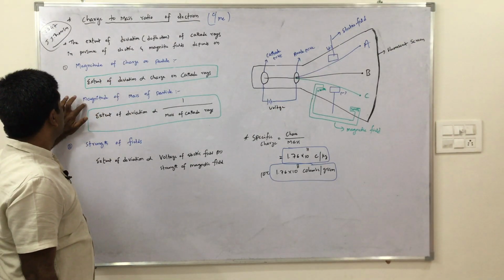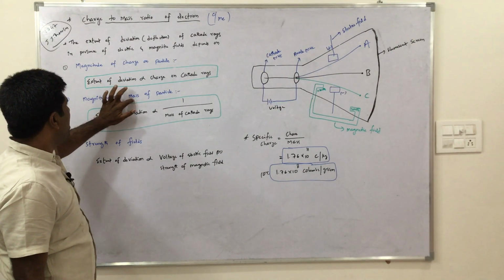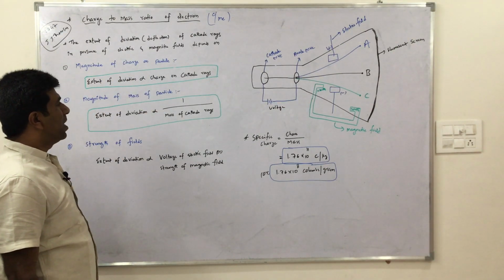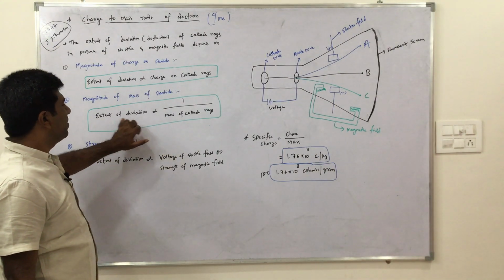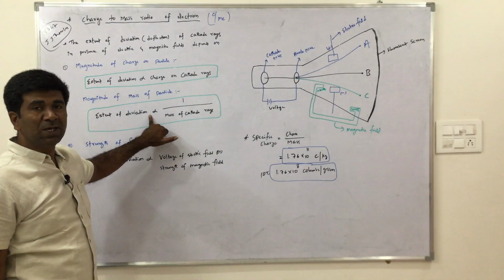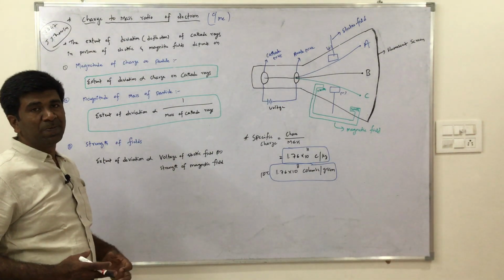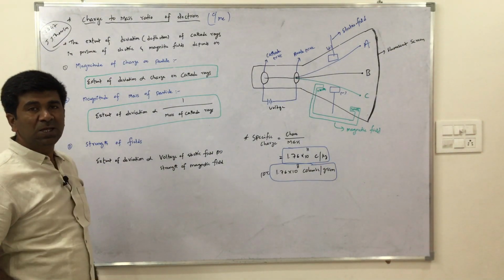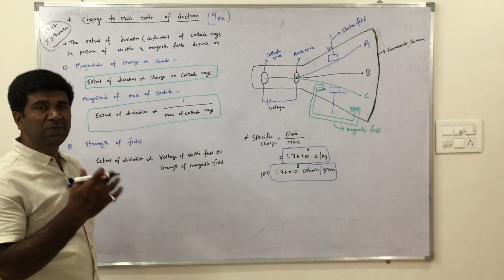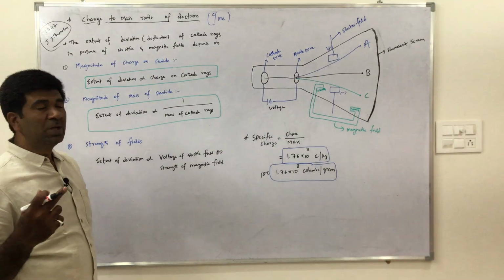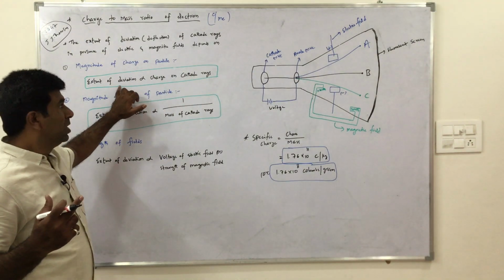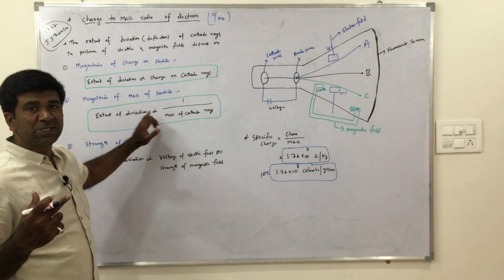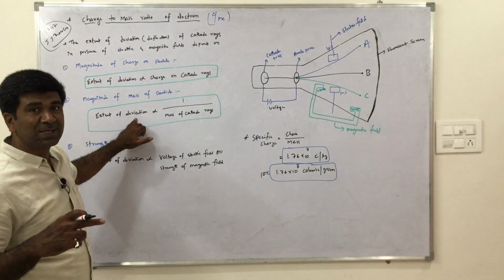The second one is the mass of the particle. If the cathode rays have higher mass, the extent of deviation is less. Why? Because the mass is very high, the movement is very slow. The deviation is very slow. Here charge is more, extent of deviation is more. Here mass is more, extent of deviation is less.